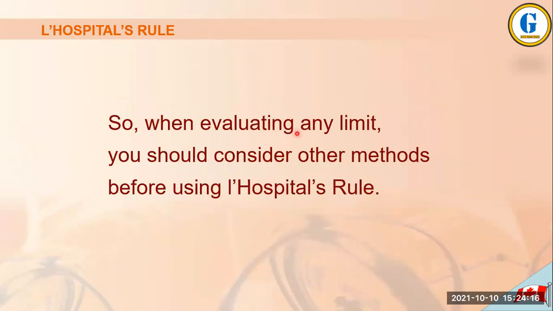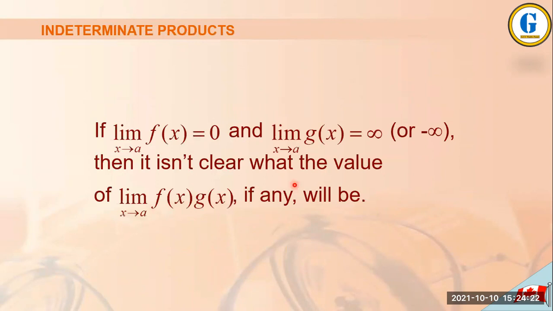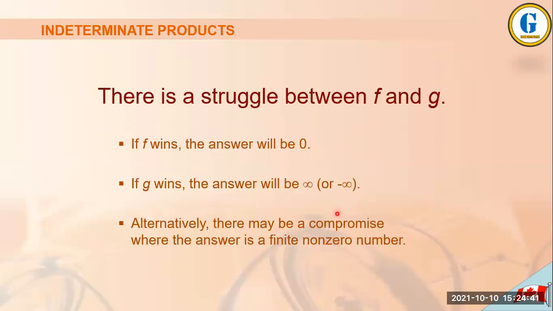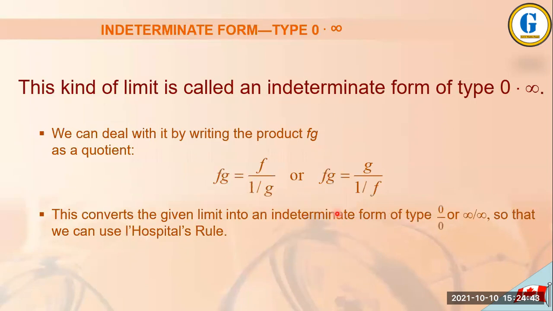So when you are evaluating any limits, you should consider other methods before using L'Hopital's. L'Hopital should be your last resort. You should have considered all the other methods to come to L'Hopital's rule. And if the limit of f of x as x tends to a is 0, and limit of g of x as x tends to a is infinity or negative infinity, then it isn't clear what the value of this product is. It isn't clear because 0 times infinity or negative infinity, you are not clear of what you're going to have. So you can struggle. But this is another thing that we can do.